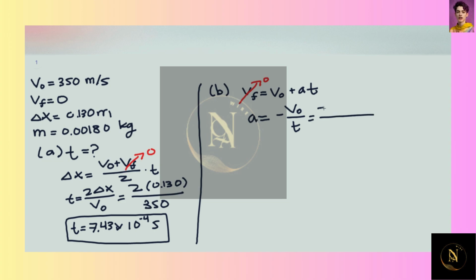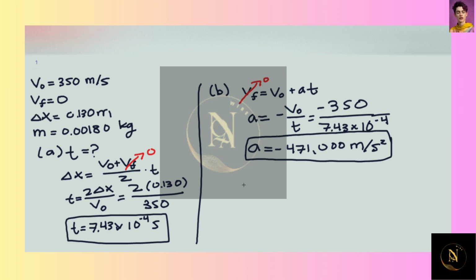Plugging in numbers, that's negative 350 divided by the time that we just found, 7.43 times 10 to the minus 4. This is going to be quite big, but we get an acceleration of negative 471,000 meters per second squared. So quite enormous.